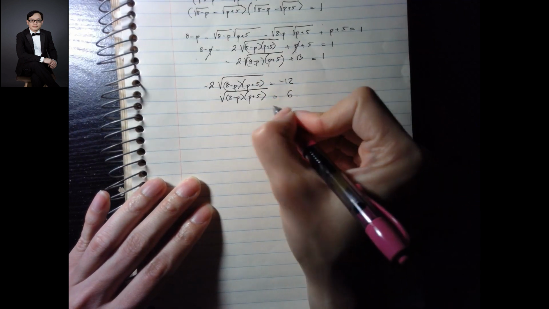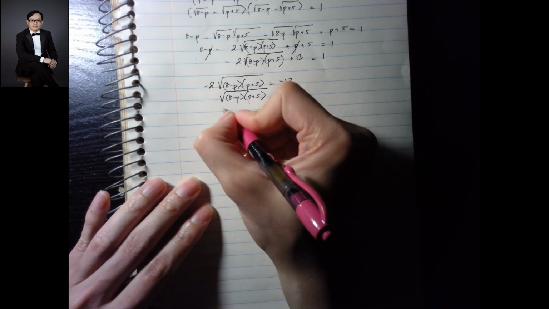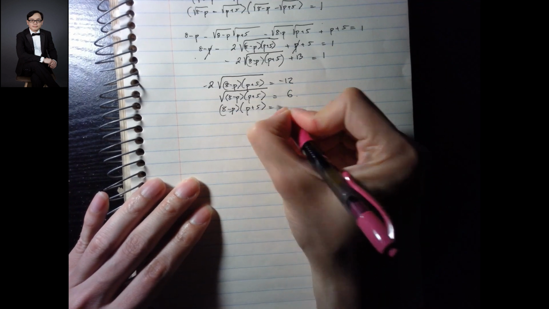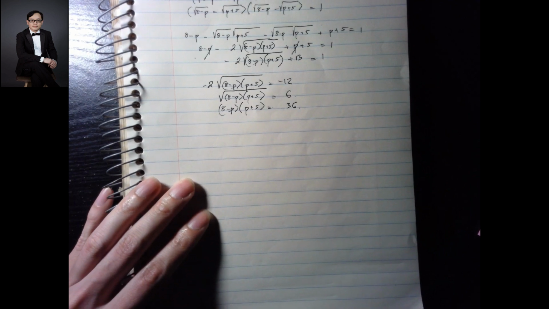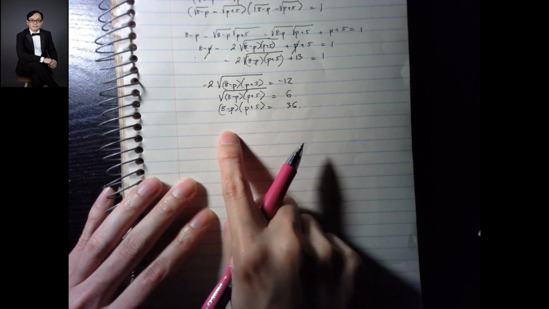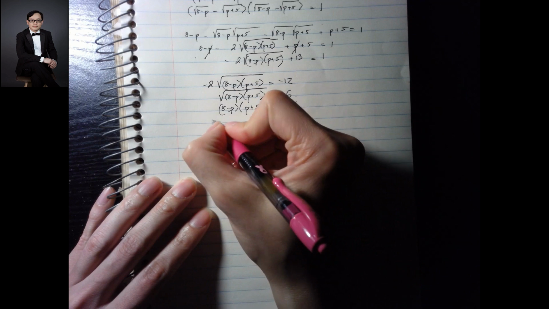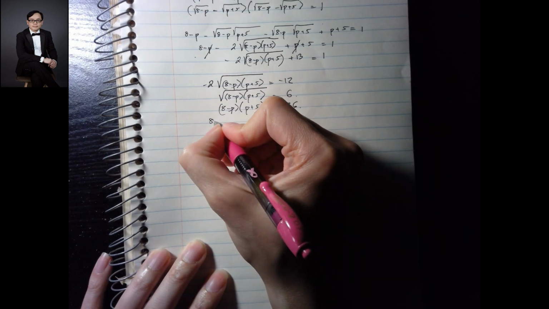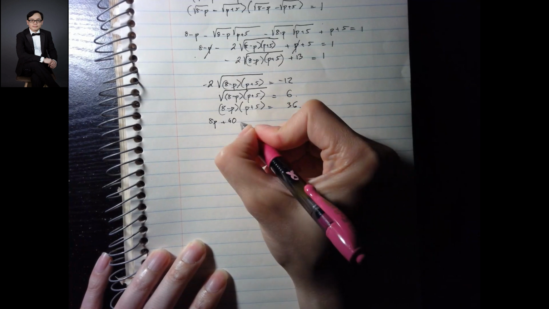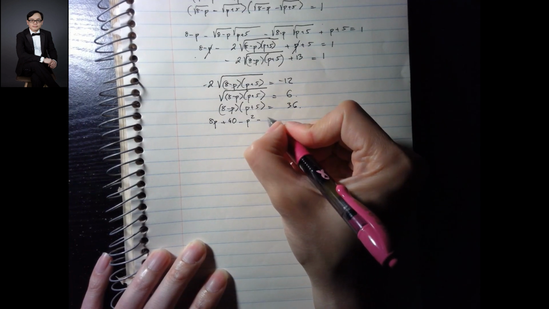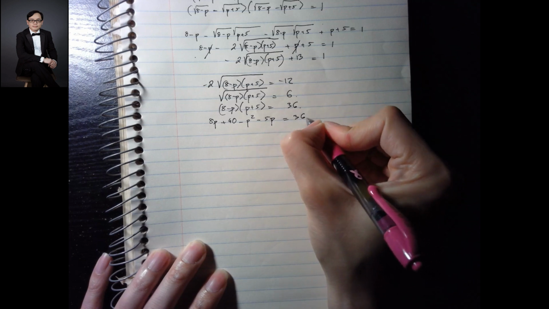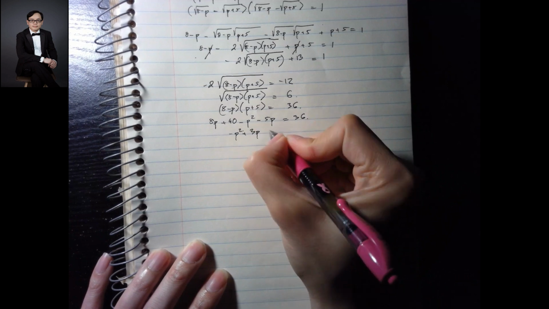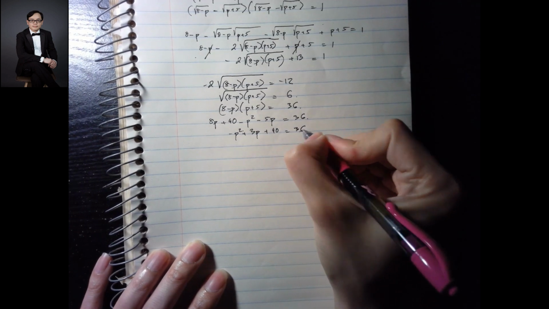So I'm going to start squaring both sides. Okay, if I square it, I throw away the radical, and squaring 6 gives you 36. And I have to distribute one more time. So what does it give you? After I distribute, I will see the radical equation is gone. So it gives you 8p plus 40 minus p squared minus 5p equals 36. So negative p squared plus 3p plus 40 equals 36.